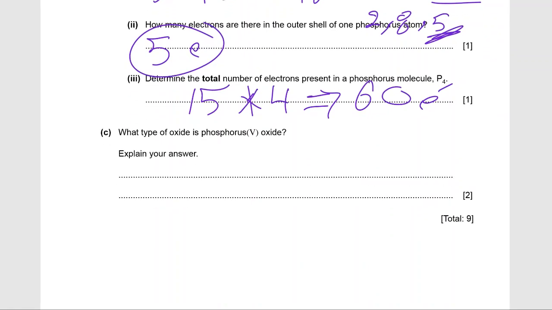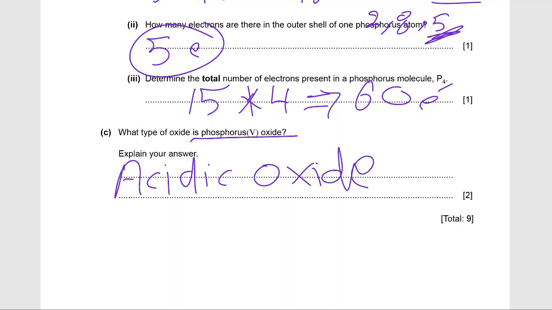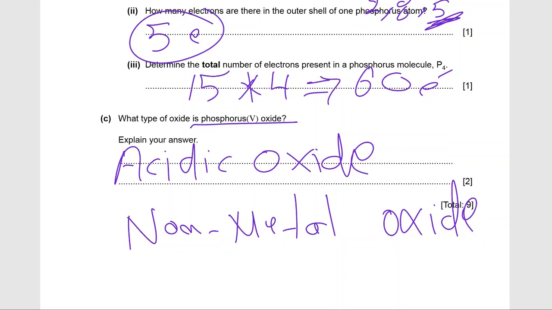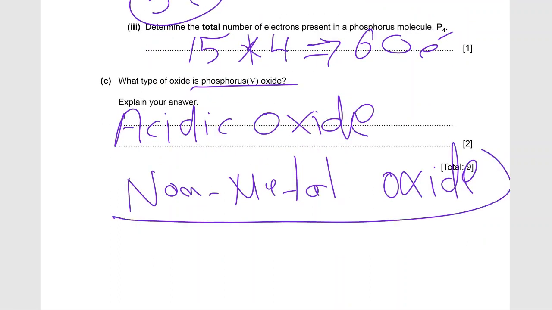What type of oxide is phosphorus oxide? Phosphorus oxide is an acidic oxide. Why? Because it's a non-metal oxide. That means this non-metal oxide, when it reacts with water, will give us an acidic solution. So we consider it an acidic oxide.